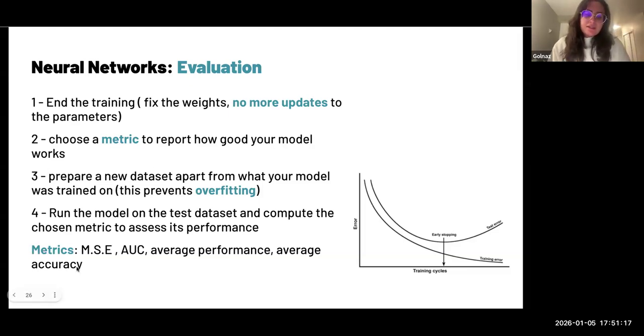And again, the metrics, depending on your application or the problem that you have or what you care about the most for your problem, can be different. So it could be accuracy, it could be how different the output is from the expected output, which would be in regression cases.